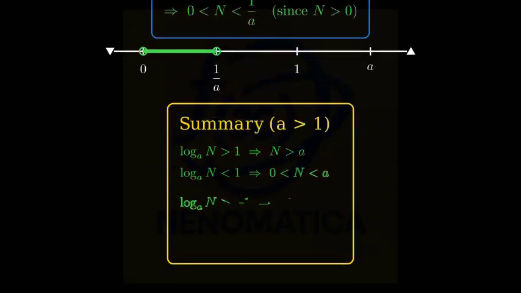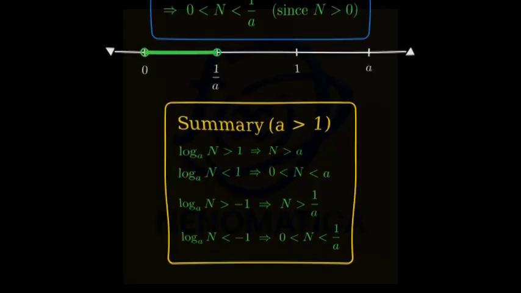To summarize, for base a greater than 1, convert the logarithmic inequality to exponential form and include the domain n greater than 0 when the result bounds n above 0. The 4 results are exactly as shown on the screen.